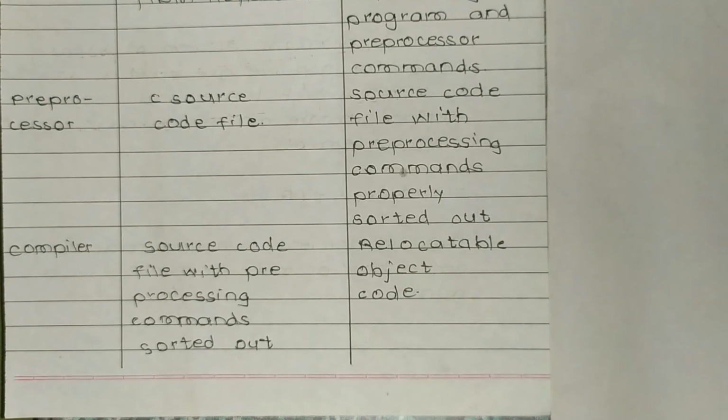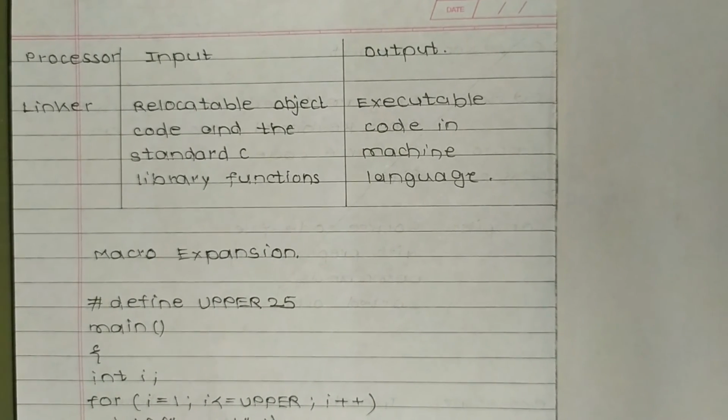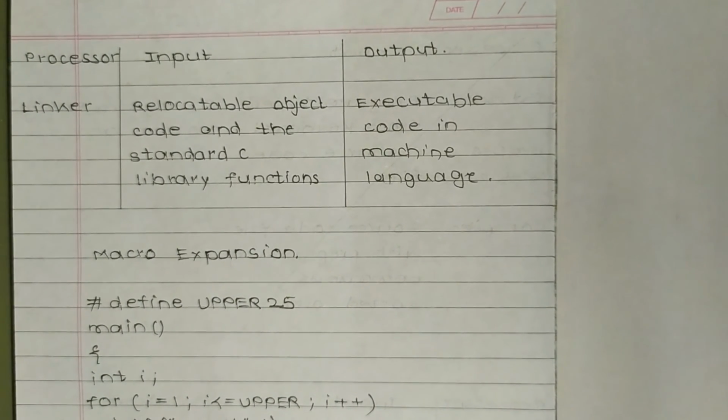The compiler's input is the source code file with preprocessing commands sorted out, and the output is relocatable object code. Linker: its input is the relocatable object code and the standard C library functions. The output is executable code in machine language.